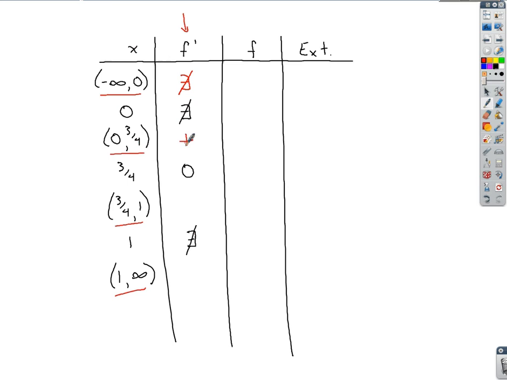Something between 3/4 and 1, choose 0.9 for instance. If you take 0.9, you plug into the derivative, you get something negative back. And from 1 to infinity, well, if you take something larger than 1 and plug into the derivative, you're going to find that you get an error. That will not exist.